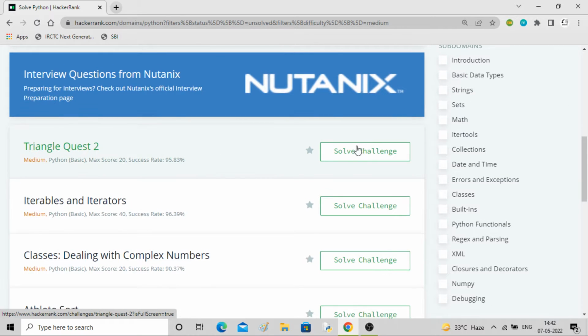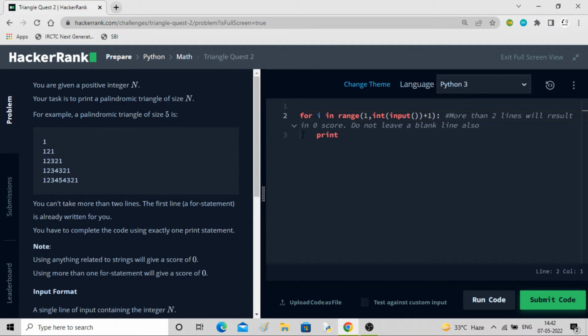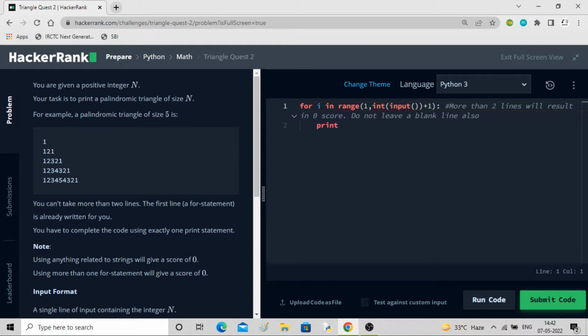In this video, we'll be solving this puzzle called Triangle Quest 2. So it's the second part of Triangle Quest, you can imagine. So same type of thing we can expect here as well. So what is given to us? You are given a positive integer value of capital N, and the task is to print a palindromic triangle of size N. Previously we were printing some triangle, but this time the triangle is of palindromic type. So size is also capital N, not N minus 1.